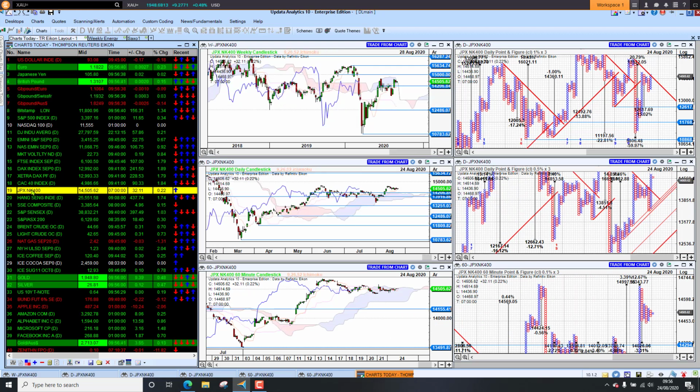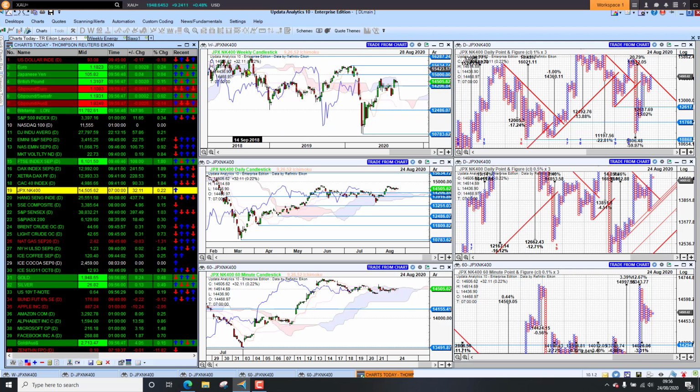Japan was little changed overnight, just up 0.2%, but it is still holding bullish and starting to look a little bit better on that long-term chart.